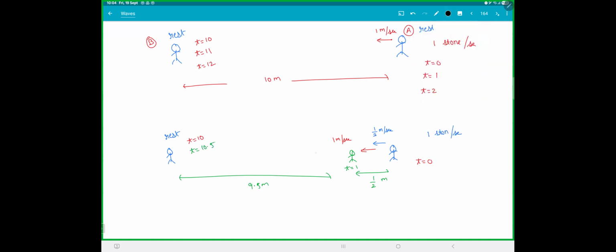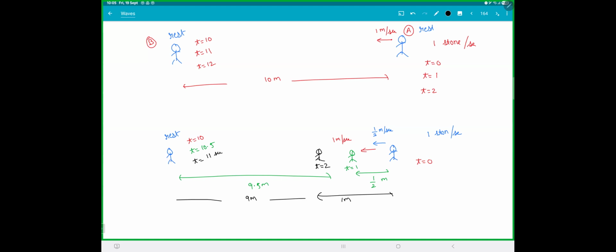The next stone, I will walk a little more forward. T is equal to 2 seconds. Now this thing has become 1 meter. This thing has become 9 meters. When will the stone reach? It will take 9 seconds to travel, and I throw it after 2 seconds. So it will reach at t is equal to 11 seconds.